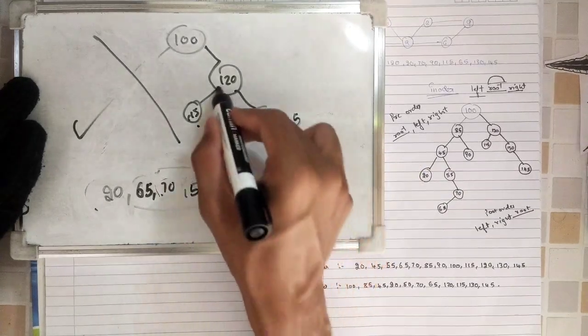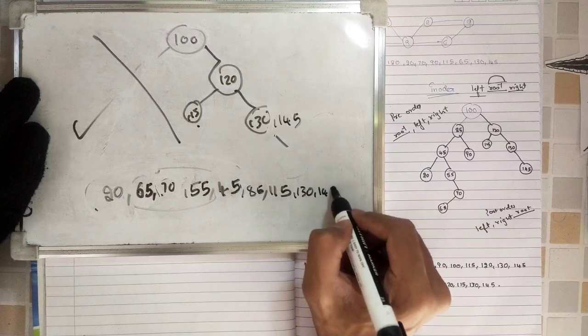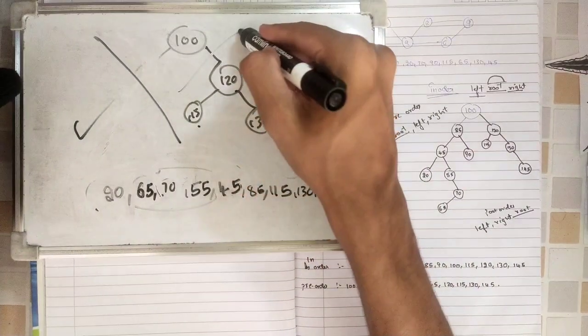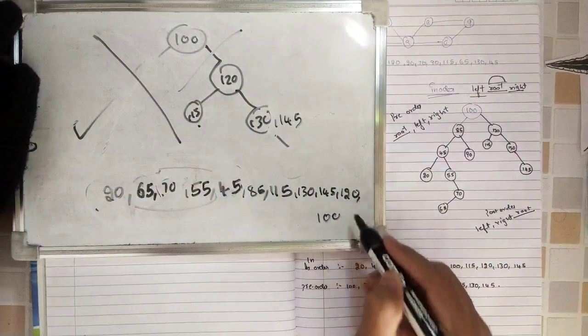So left, right, root. So 115, what is in my right? 130, 145, then my root is 120. So, for this root, this part is over, left is over, right is over, the remaining is root, right. So, 100 will come at the last.